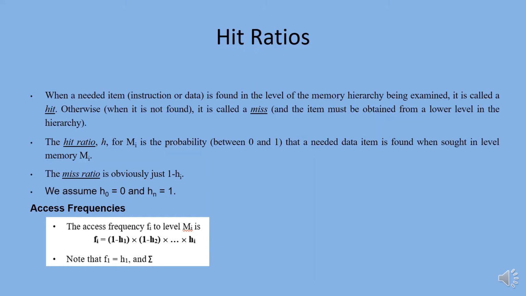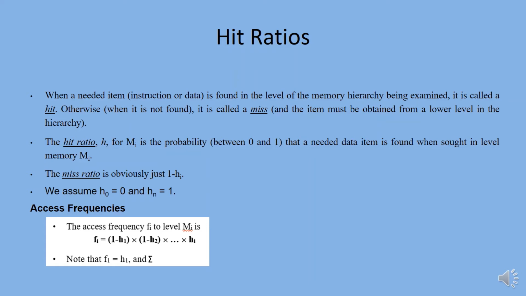Consider memory levels Mi and Mi minus 1 in a hierarchy, i equals 1, 2, up to n. The hit ratio Hi at Mi is the probability that an information item will be found in Mi. It is a function of the characteristics of the two adjacent levels Mi minus 1 and Mi. The miss ratio at Mi is defined as 1 minus Hi.